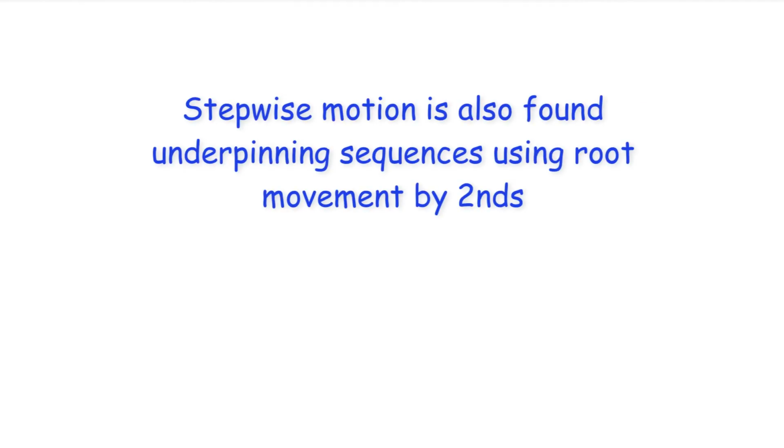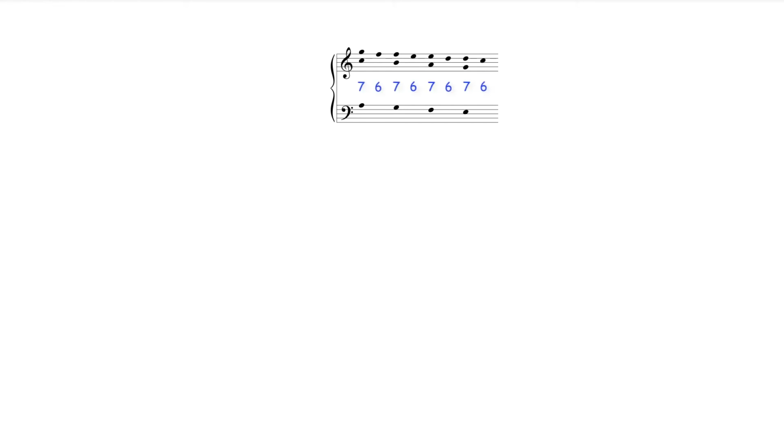Stepwise motion is also found underpinning sequences using root movement by seconds. In these sequence types, the chords are in first inversion, and in this initial example form a series of sixth intervals between the upper and lower parts. These sixths are often displaced, creating alternating 7/6 intervals.